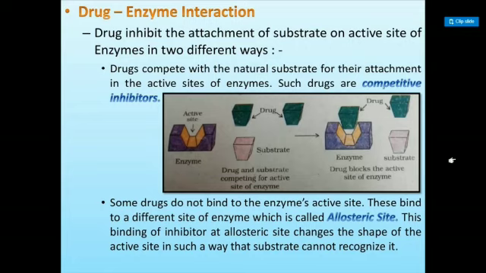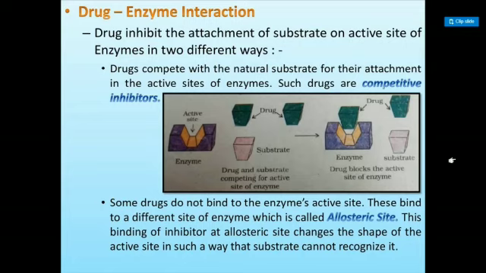Some drugs do not bind to the enzyme's active site. These bind to a different site of the enzyme which is called the allosteric site. This binding of the inhibitor at the allosteric site changes the shape of the active site in such a way that the substrate cannot recognize it. I'll explain this again.